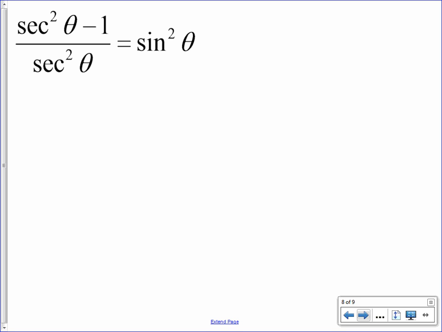Okay, this is our last problem. Where would you like to begin? Left side. Now, something I want you to pick up on: I see a squared function along with a 1, which means you should look at your Pythagorean identity. Is secant squared minus 1 something special? It is tangent squared.